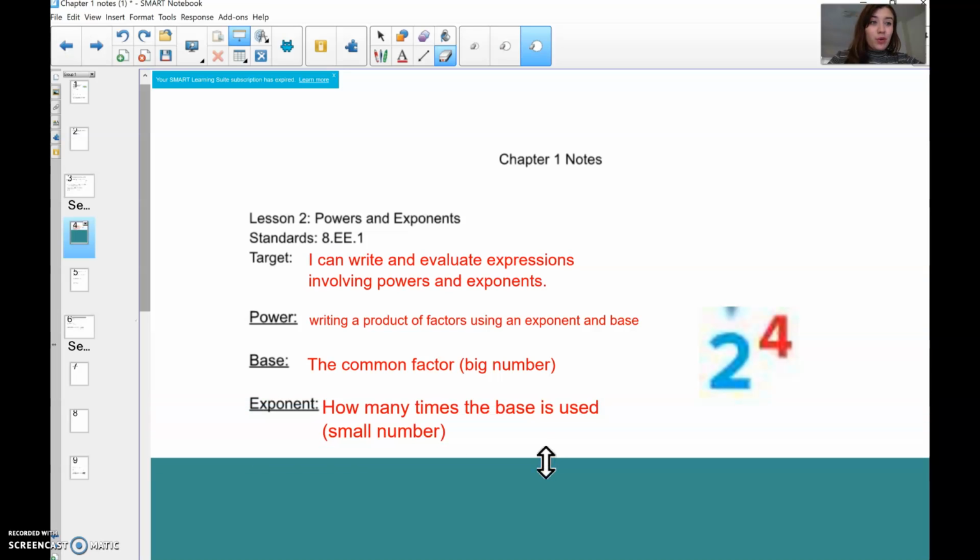So we're going to start with our vocab. Power is just writing a product of factors using an exponent and base. So what's a base? That's the common factor that you're rewriting, which on our picture is the big number 2, that blue number 2. Exponent, how many times the base is used, that's our smaller number 4.